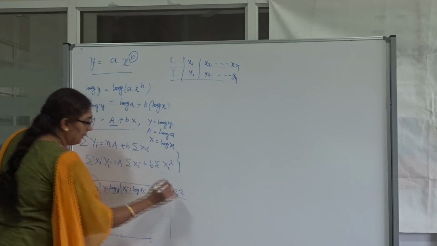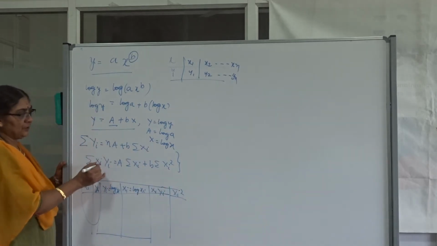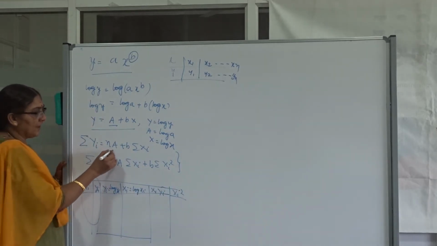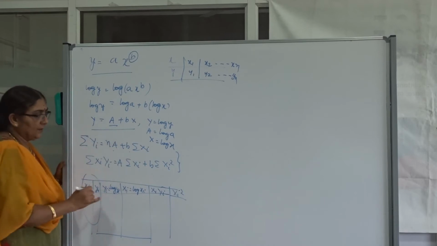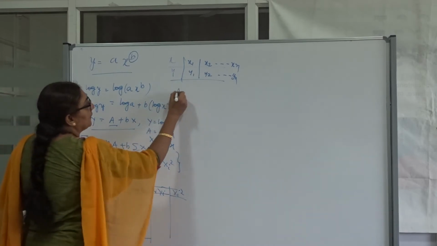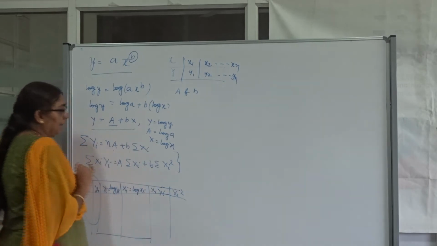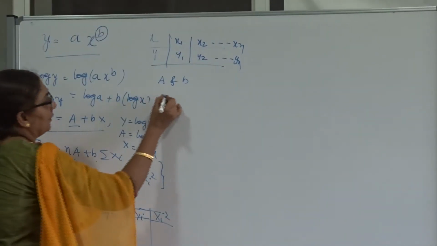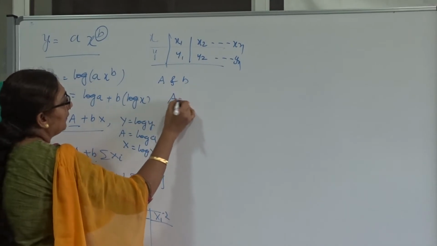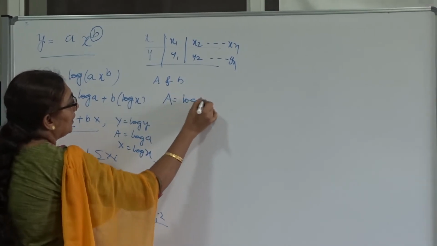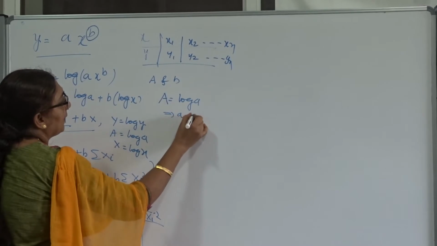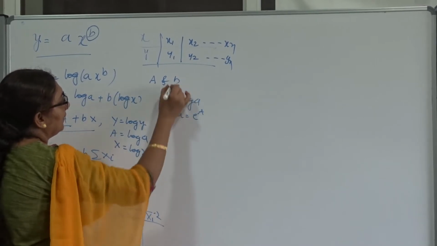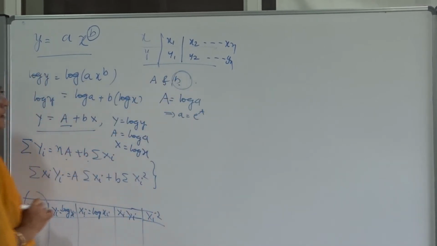Fine. Find these values and substitute in these two equations, and we get equations in terms of capital A and small b. Solve those, and we finally get the values of capital A and small b. But I don't need capital A, because the problem has small a. Capital A is log a, so small a is nothing but e power A. Don't take b in terms of exponential; leave it. That's why I have told you very clearly.